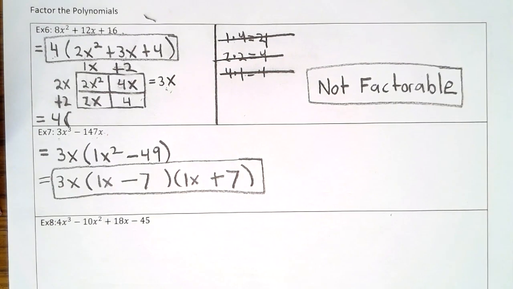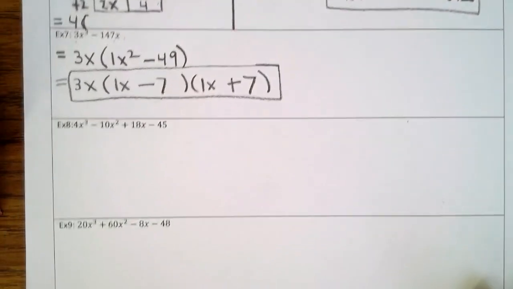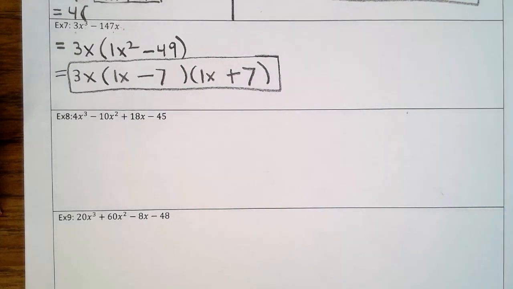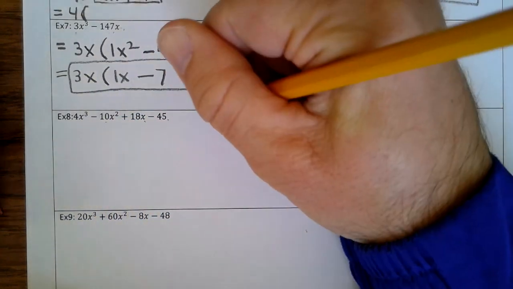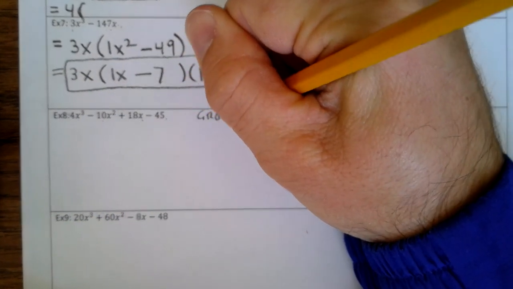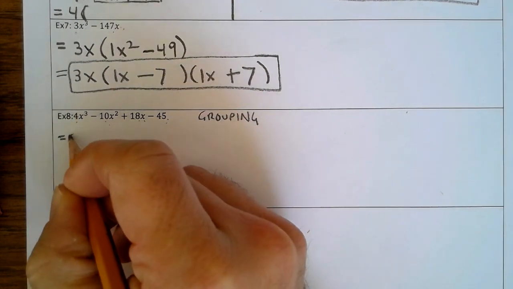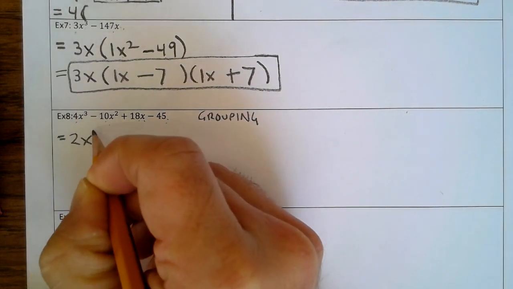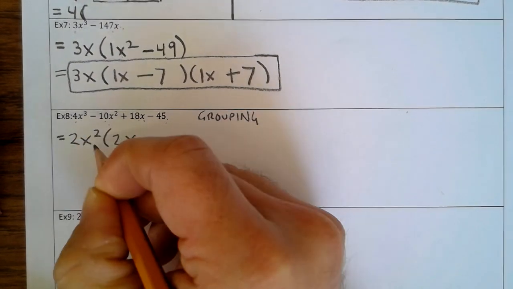All right, example 8. So now when there's 4 terms, you factor by grouping. So we need to factor something from the first 2 terms and the second 2 terms. So it looks like here we can factor out a 2x squared, which leaves 4 divided by 2 is 2, and then x times x is x cubed, minus 10 divided by 2 is 5, and we factored out the x squared already.